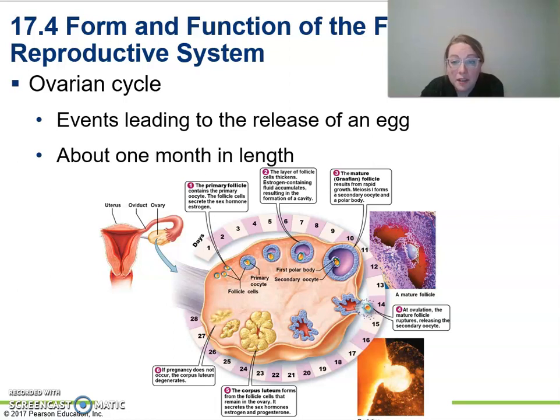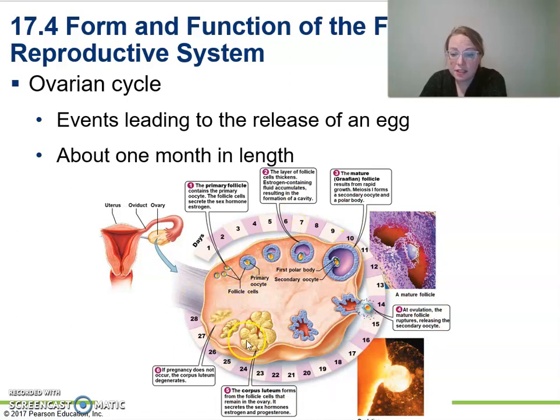Hello again, part 3 of the reproductive system. We've hit the male reproductive system, parts of the female, and now we're going to go through the cycles that are occurring. So the ovarian cycle occurs in what organ? The ovaries, right? So about 28 days, and you're going to have these different things happen in the ovary.